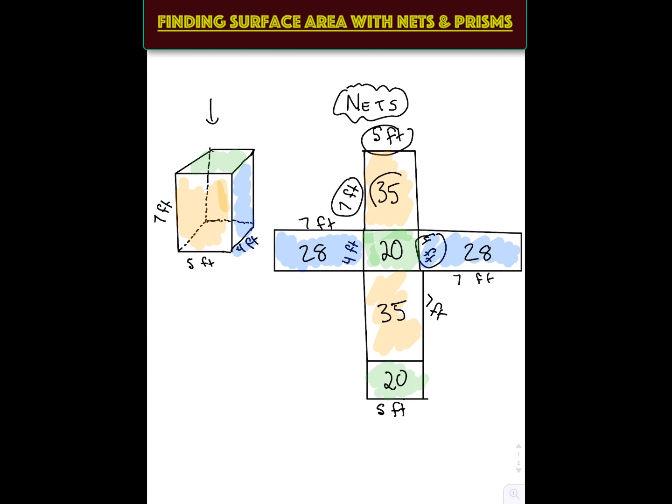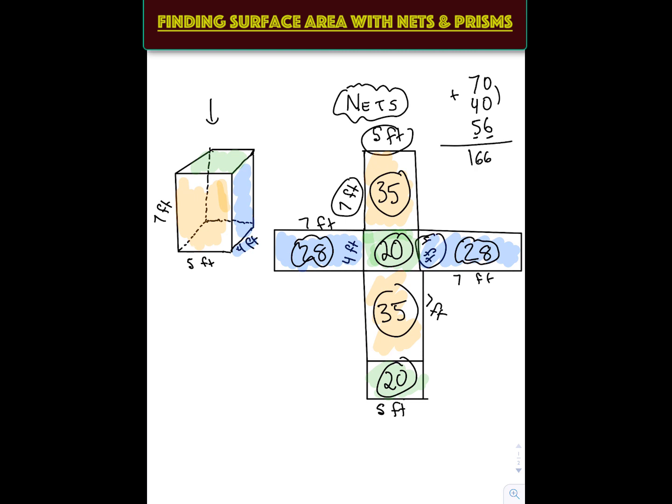When I add these up, I get 35 and 35, which makes 70. 20 and 20, which makes 40. And here we have 28 plus 28, which gives us 56. So we need to know that 70 and 40 here makes 110. And 110 plus 50 makes 160. Plus the 6, I have 166.